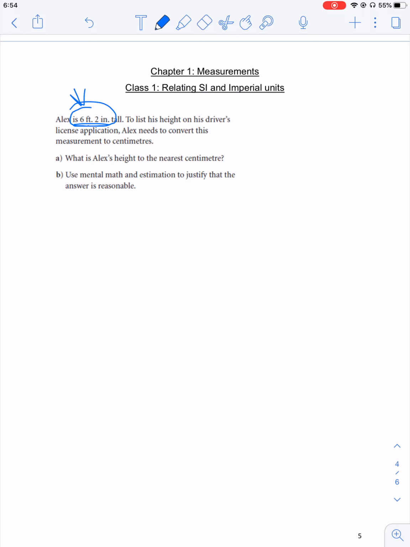Okay, so what you have to do is you have to change this 6 feet into inches, okay? Because right now, I can't really use my technique because I have feet and inches, so it's kind of confusing, okay?